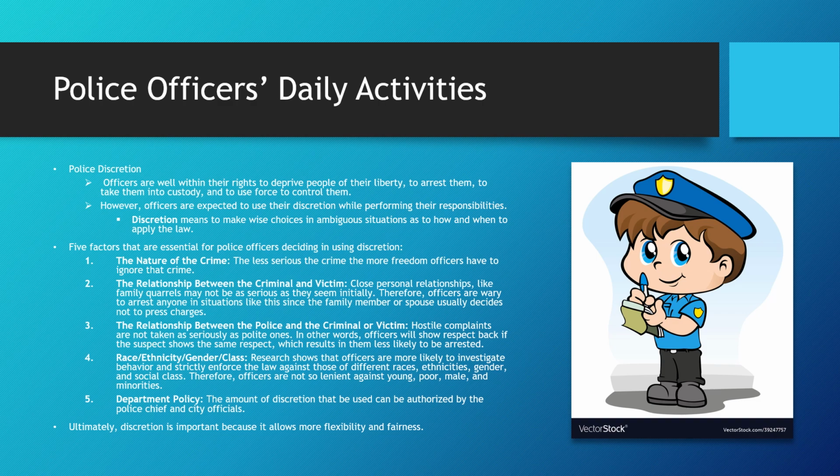The second factor is the relationship between the criminal and the victim. Close personal relationships, like family quarrels, may not be as serious as they seem initially. Therefore, officers are wary to arrest them because people in those situations, especially a family member or a spouse, may decide not to press charges later on. Another good example of this would be domestic violence. That is where violence occurs between spouses or intimate partners, and 1/4 of violent victimizations experienced by women are at the hands of spouses or boyfriends, and it's a significant problem.